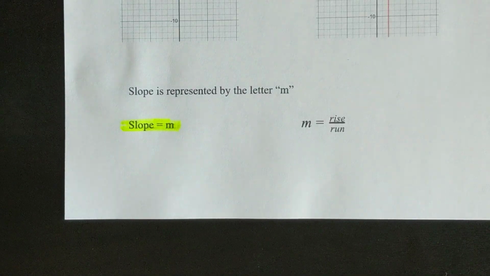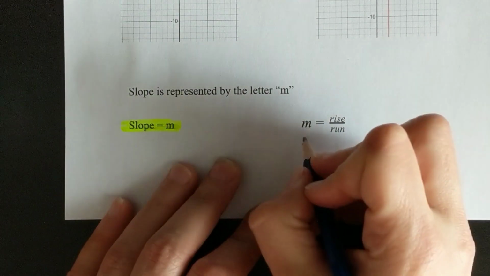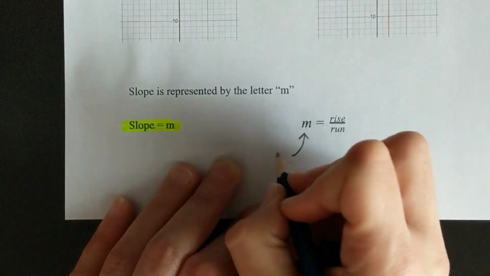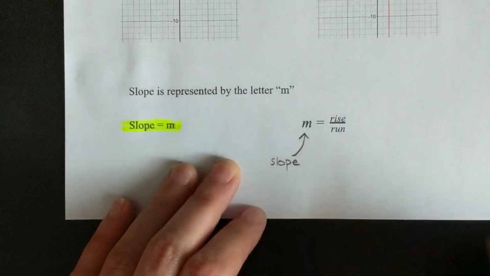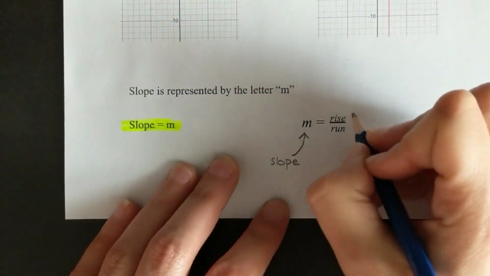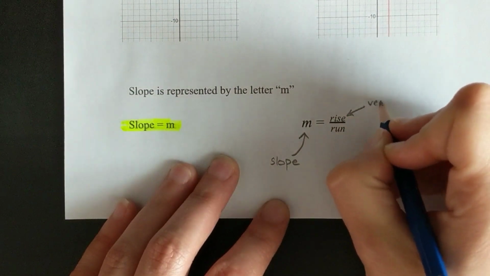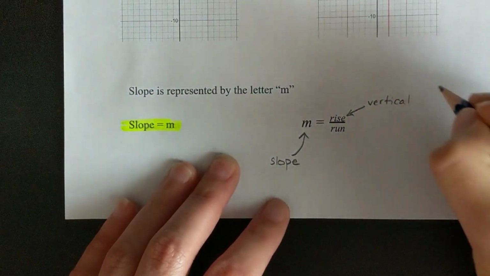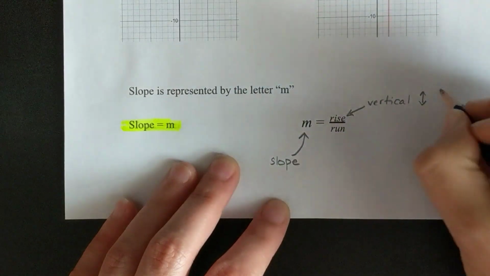I'm talking about slope. So in this case, when we look at this equation here, when I say m equals, I mean slope equals. And rise is the vertical or up and down change.